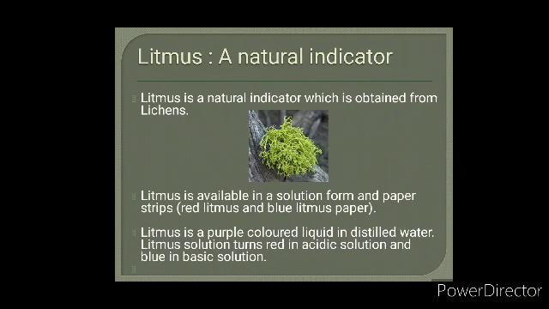The most commonly used natural indicator is litmus. It is extracted from lichens. As you have studied, lichen is a symbiotic relationship between fungus and algae. From this lichen, litmus is extracted. Litmus is available in solution form as well as paper strip. Though paper strip is widely used, the color of the litmus solution in distilled water is mauve or purple. When it is added to an acidic solution, it turns red. When it is added to a basic solution, it turns blue.